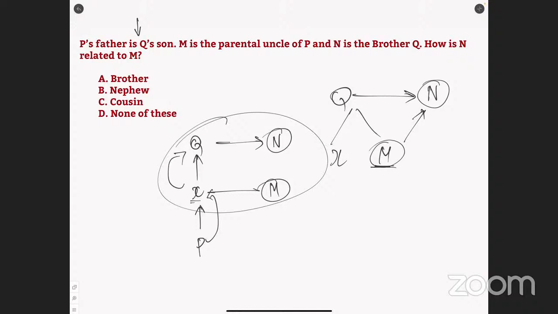So based on that, let us look at the options. Do we have those options here? Brother, obviously not. Nephew. How is N related to M? N is not the nephew. In fact, N is the uncle of M. Cousin, no. None of these would in fact be the right option in this case. Option D is the right option here. Moving on.